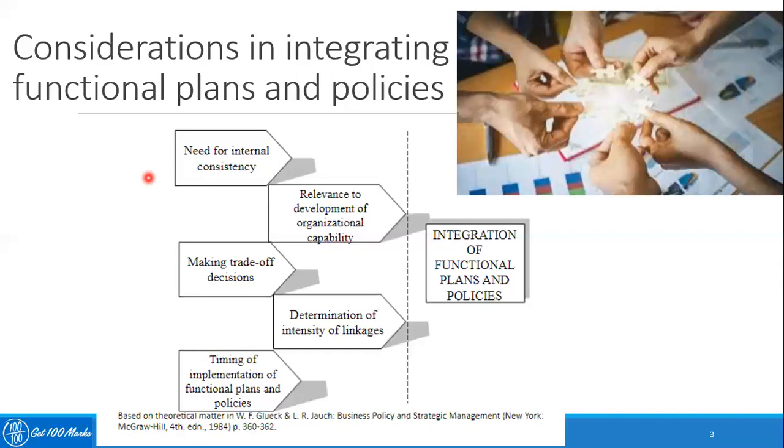Then determination of intensity of linkages. How strongly, let us say, a production plan is linked to the finance plan. How strongly the production plan is linked to the marketing plan. How strongly the marketing plan is linked to the HR plan. Like, for example, again, marketing needs lots of salespeople, but HR is not ready to invest in people right now for some reason. Then the linkage will be very high and strong.